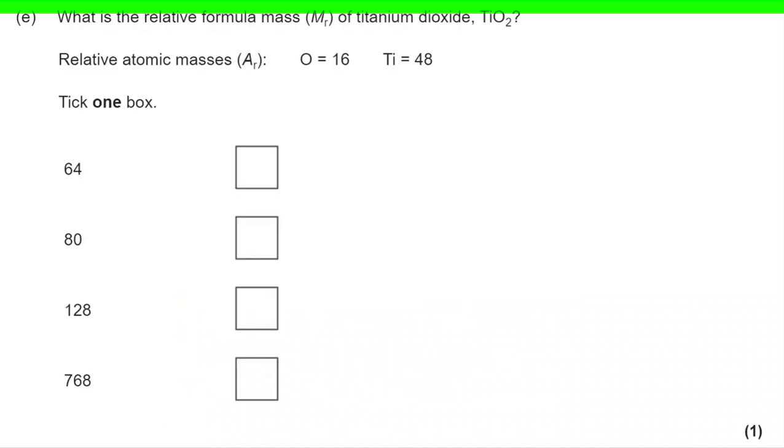On to part E, and we want to know the relative formula mass of TiO2. We've been given the atomic masses, but they could have been taken from the periodic table as well. Formula, TiO2, titanium is 48, 2 oxygens at 16 each, takes you to a total of 80.